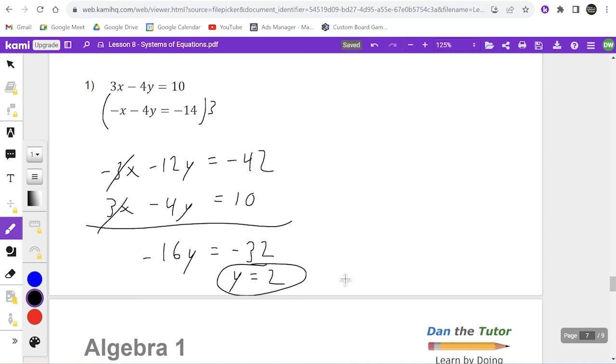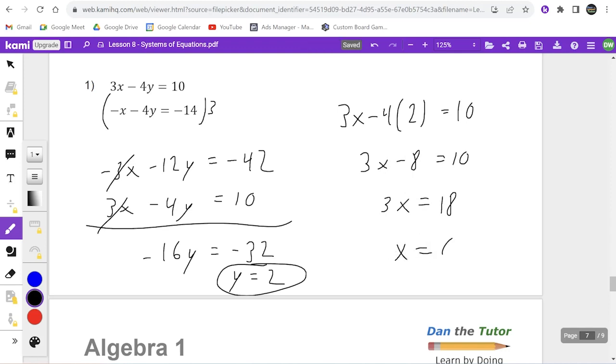And now if I want to solve for the x, I can plug it into either the top or the bottom. I'll choose the top this time. 3x minus 4y, and y is 2, equals 10. So then 3x minus 8 equals 10. Add 8 to both sides. 3x equals 18. And then divide by 3. X equals 6. And there's our solution. Any questions on that one?